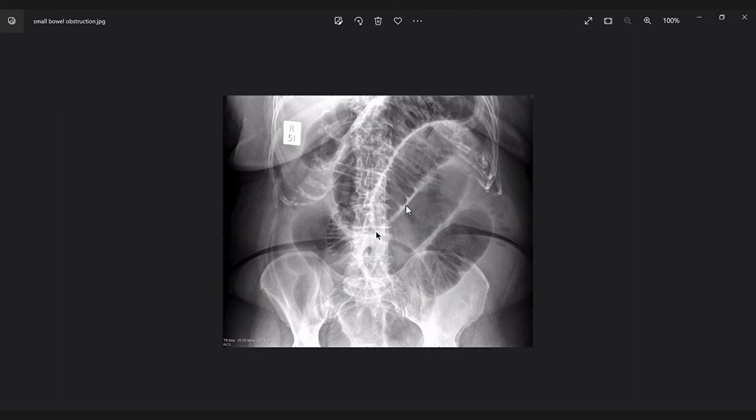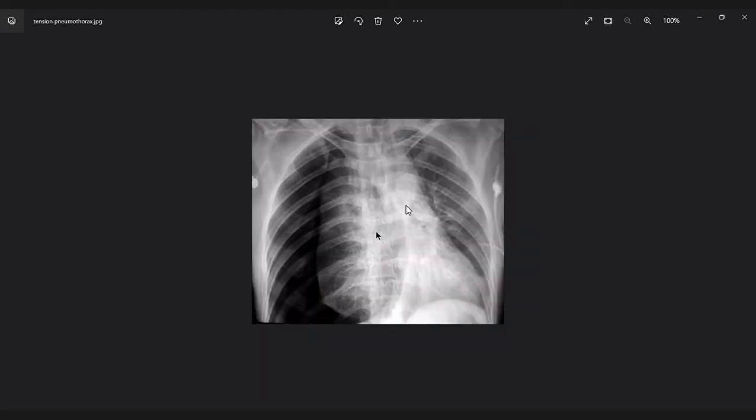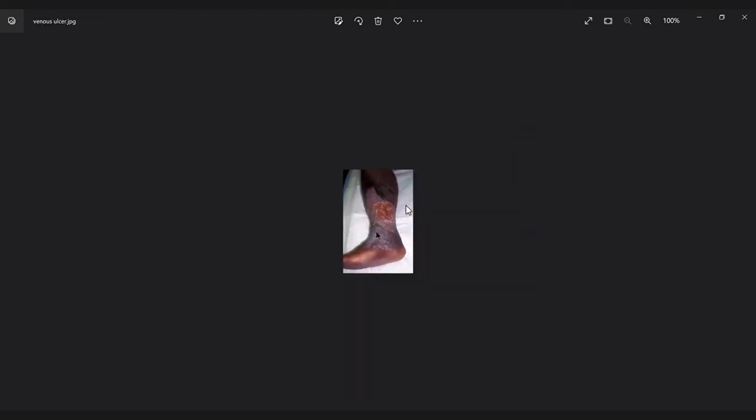The top three causes for small bowel obstruction, in any given order. 1, adhesions. 2, 3, malignancies. That's right. Done that. Spot diagnosis.